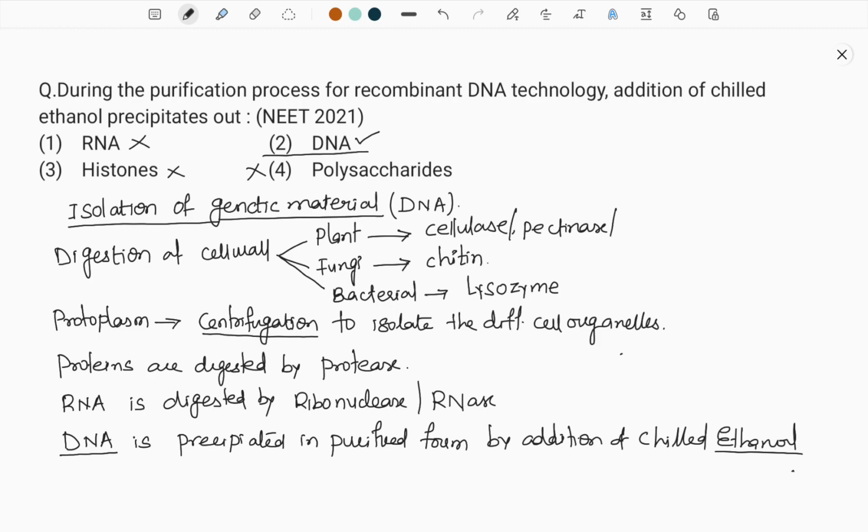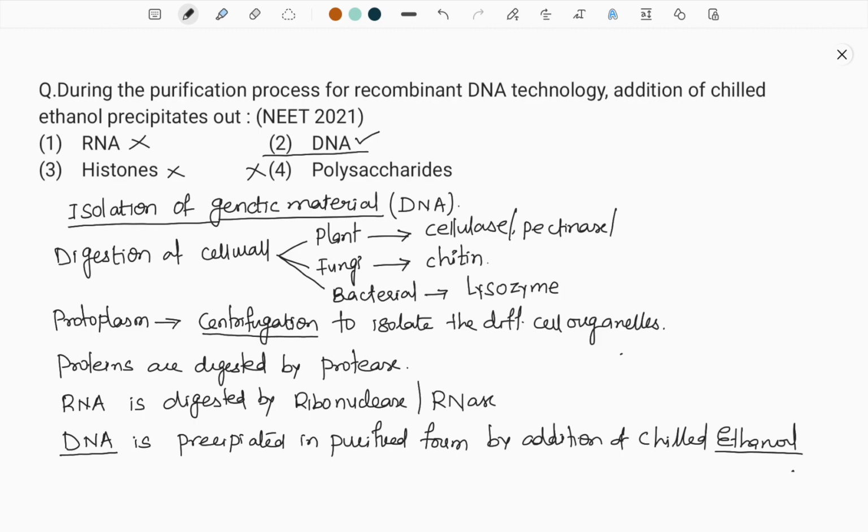H2A 2 molecules, H2B 2 molecules, H3 2 molecules, H4 2 molecules. A total of 8 histone molecules will make up one nucleosome, and the H1 histone protein will be present outside the nucleosome, that is the locking histone protein, which is locked and unlocked during the condensation and decondensation of the chromosome material. And histone proteins are made up of basic amino acids like lysine and arginine. So histone proteins associate with the DNA.